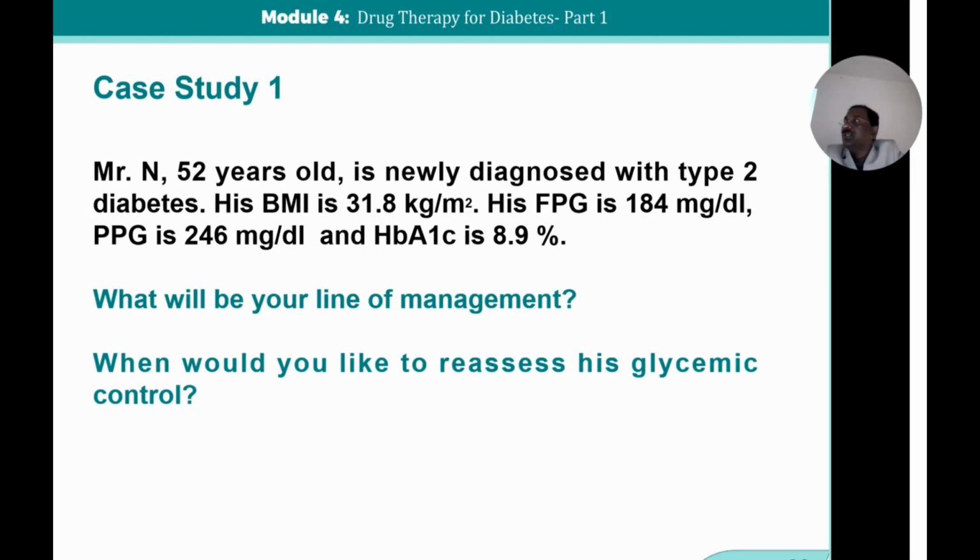Suppose affordable candidate, injectable semaglutide. Injectable semaglutide. So, what is the initial dose? 0.25 mg once in a week for 4 weeks, then 0.5 mg once in a week for 4 weeks, then 1 mg once in a week for 4 weeks, then 1.7, then 2.4. Slowly can upgrade. Okay? When would you like to reassess his glycemic control?